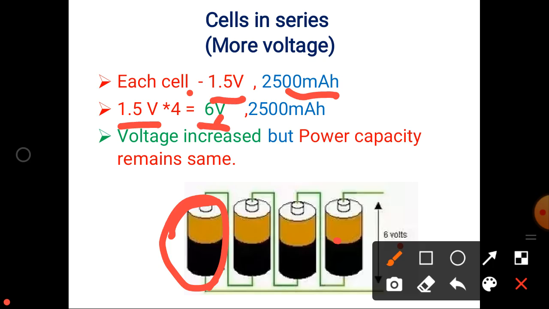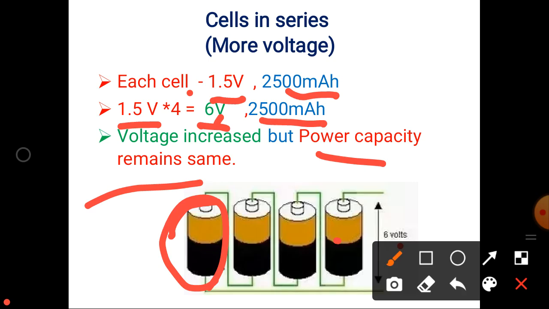But the power capacity, that is the amount of current provided for a particular hour, doesn't change, it remains the same, right? So if we want to get more voltage, we connect the cells in series so that the voltage will be improved, but the power capacity, the current, remains constant. The current provided for a particular hour remains constant, only the voltage will be improved, right?